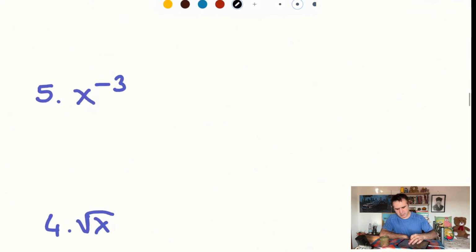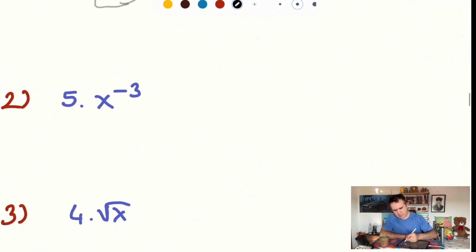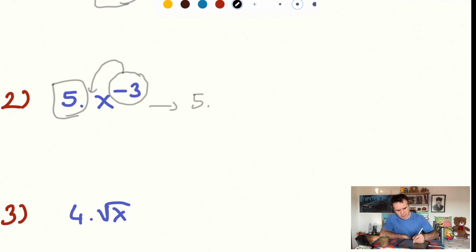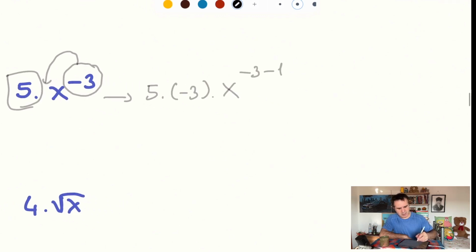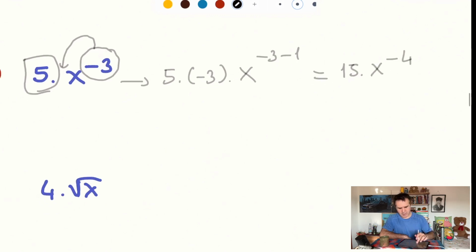For the next example, just ignore 5 and say 5, and the exponent will come here as multiplication, minus 3, and subtract 1 from the exponent. Then the derivative will be 15 times x to the power of minus 4.